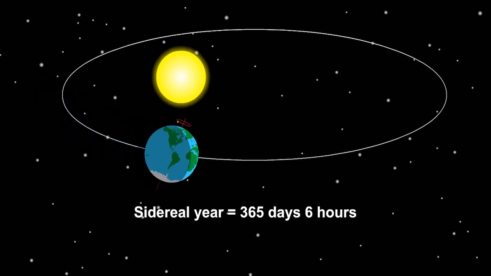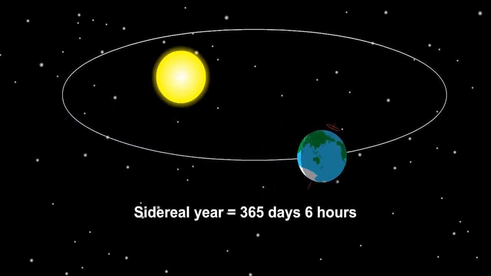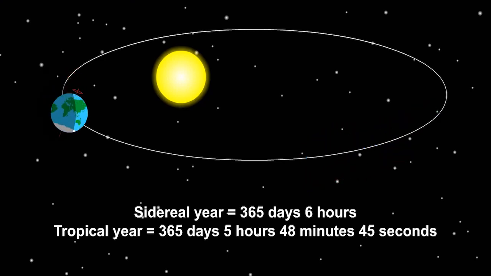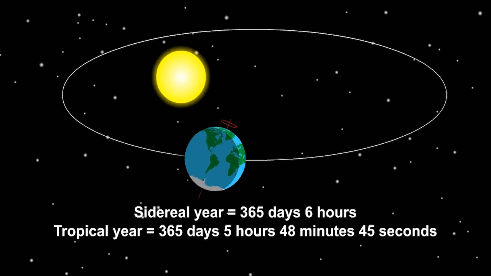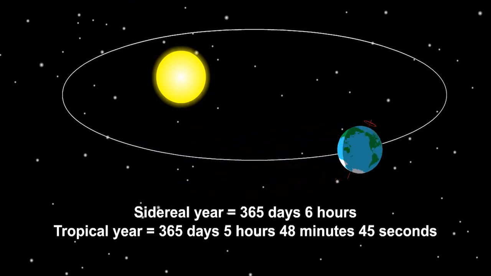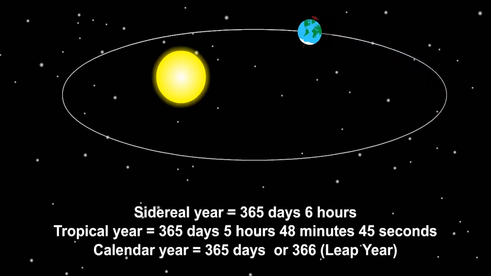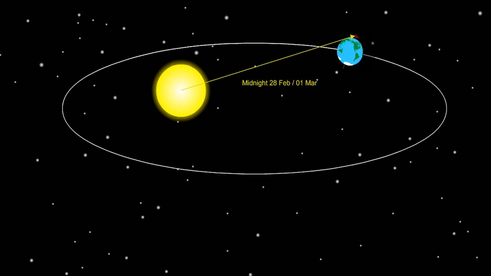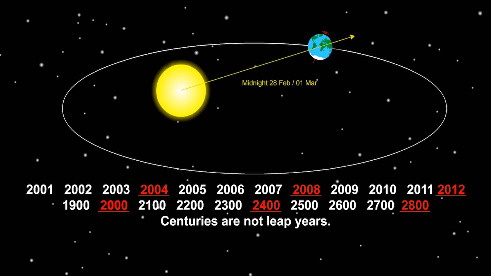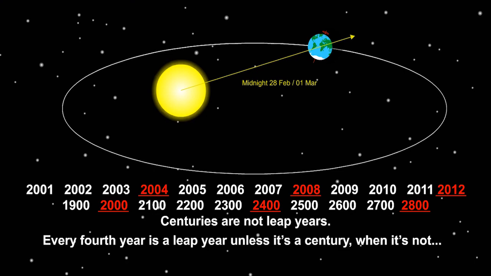A sidereal year is just over 365 days and 6 hours. A tropical year keeps the seasons in phase. Its length is 365 days, 5 hours, 48 minutes and 45 seconds. A calendar year is 365 or 366 days. We use leap years to keep the calendar year in phase with the tropical year. The rules are that every 4th year is a leap year, unless it's a century when it's not, unless it's a 4th century when it is.